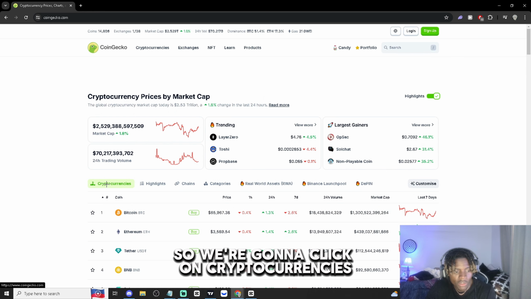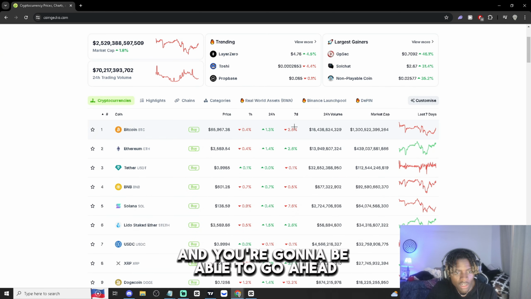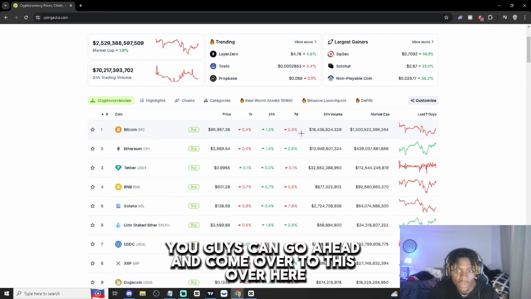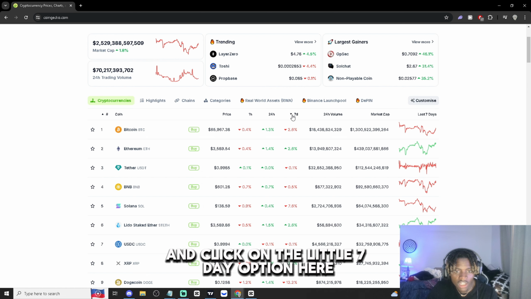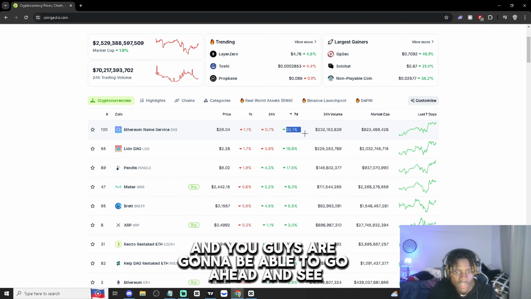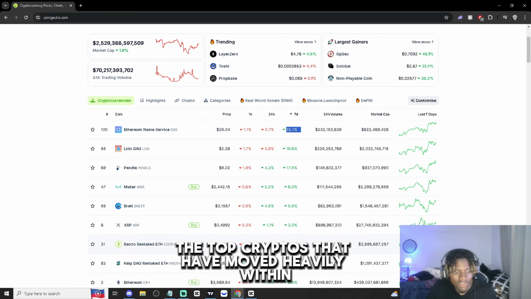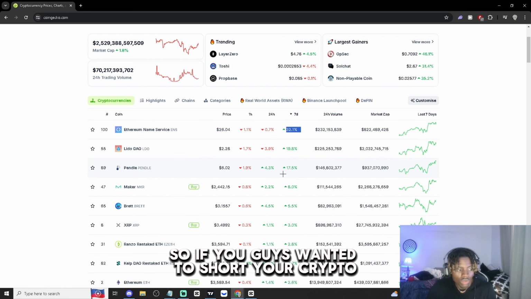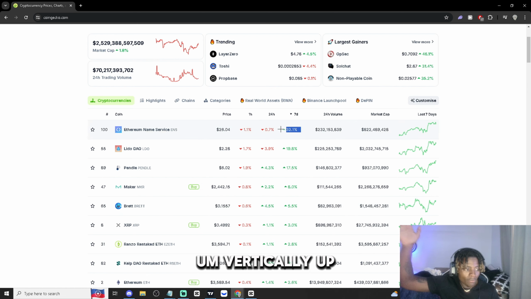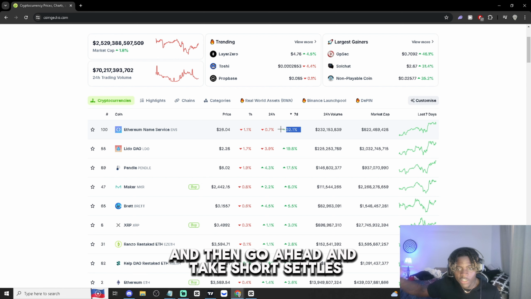So we're going to click on cryptocurrencies, and you're going to be able to see a list of all the cryptocurrencies which are being traded heavily. You can come over here and click on the little 7-day option. I'm going to click it once, and you'll see the top cryptos that have moved heavily within the last week. If you wanted to short your crypto, you can see what's moved exponentially, vertically up, and then take short setups based off of that.